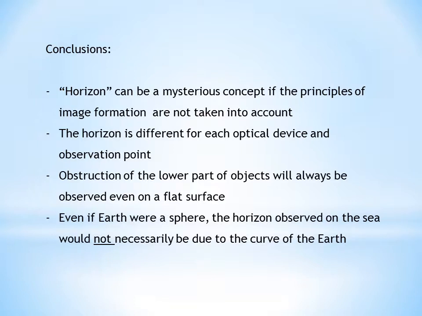To conclude, horizon can be a mysterious concept if the principles of image formation are not taken into account. The horizon is different for each optical device and observation point. Obstruction of the lower part of objects will always be observed, even on a flat surface. Even if Earth were a sphere, the horizon observed on the sea would not necessarily be due to the curve of the Earth.